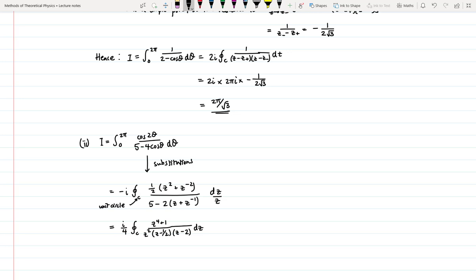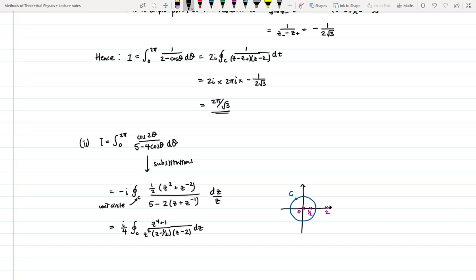dz. Again, I'm going to draw a picture of our integration contour. We have the unit circle, and the integrand has singularities at 0, at 1/2, and also at 2. And you'll notice immediately that only the poles at z equals 0 and z equals a half are within the contour.